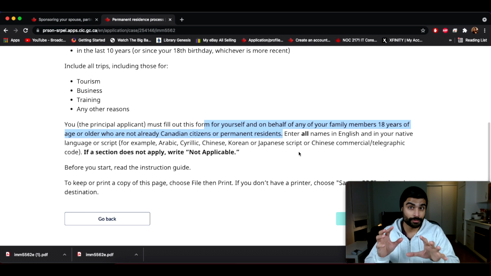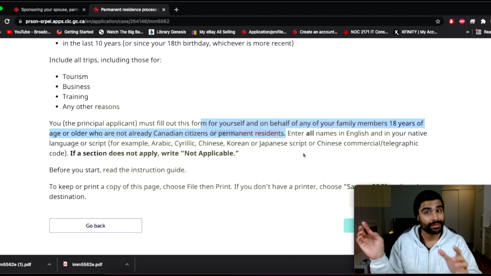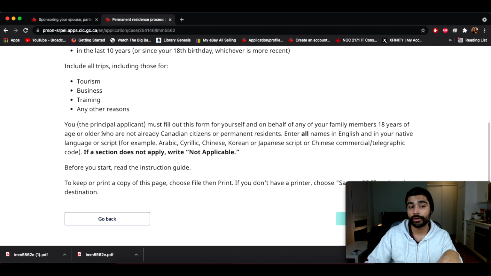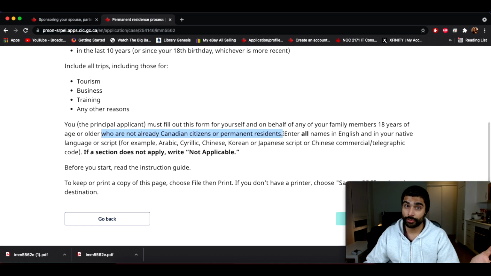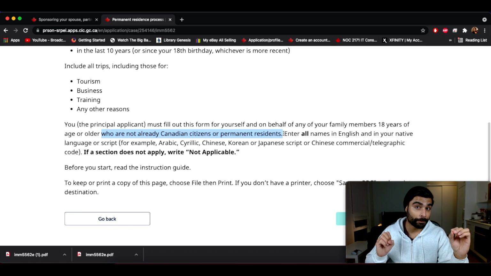So what I understand from this is, if you, the applicant, are filling this form out, then your sponsor who's in Canada doesn't need to fill information in this form, because clearly it says who are not already Canadian citizens or permanent residents. Because your sponsor is a permanent resident or Canadian citizen, they don't really need to fill this form out. So this is primarily an applicant form to be filled by the applicant.